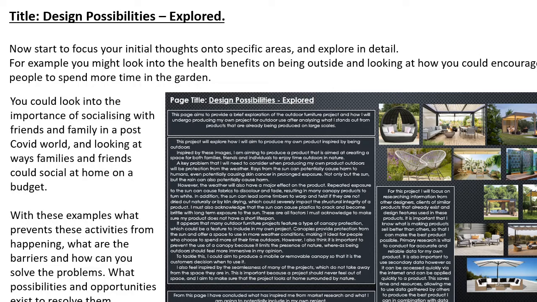Alternatively, you can look at activities that people could do outdoors. So with these examples, what prevents activities from happening outdoors? What are the barriers and how could you resolve them? What possibilities and opportunities exist to resolve them? So you're looking at a problem to solve and a solution.